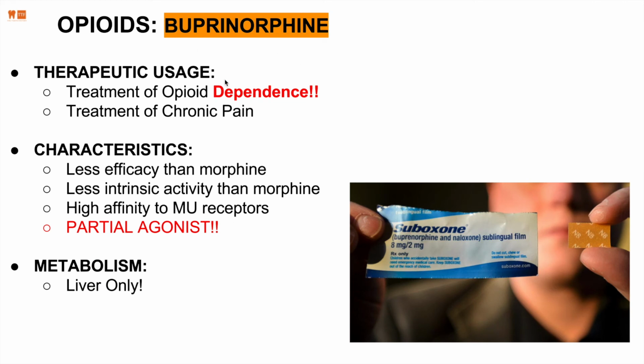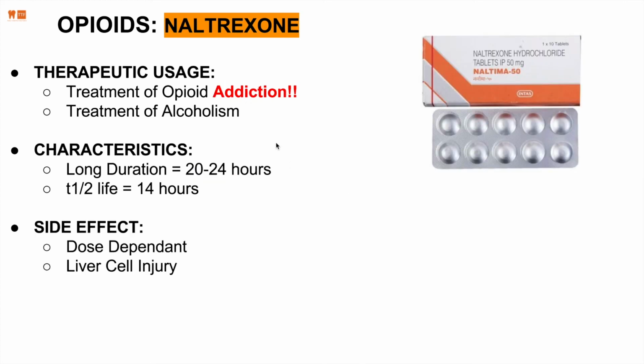Buprenorphine therapeutically treats dependence just like the one prior. This one has also treated chronic pain. Buprenorphine has less efficacy than morphine, therefore it's got less intrinsic activity than morphine, high affinity to mu receptors, and it's a partial agonist, so not too highly active, but still. It appears in a sublingual film, to be precise, for treating opioid dependence.